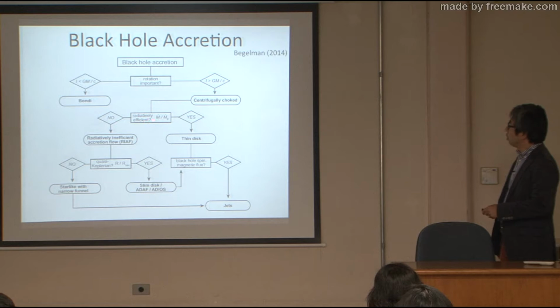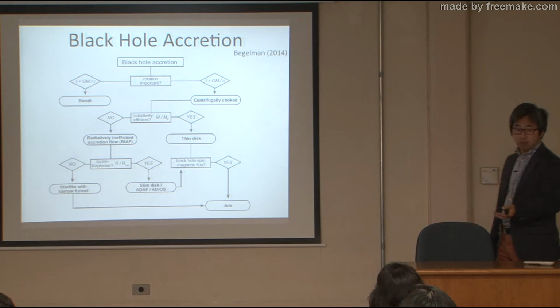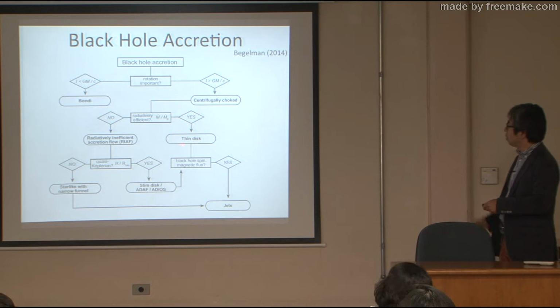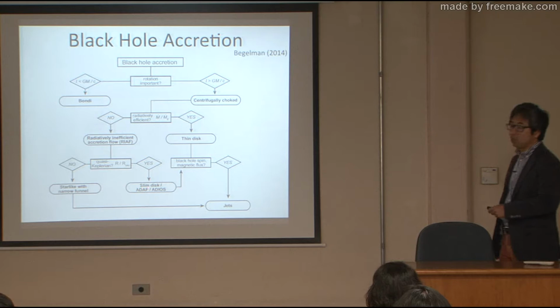Next point, whether the radiation efficiency is high or low, which means low accretion rate or high accretion rate. If it is a high accretion rate, it becomes a thin accretion disk. If it is a low accretion rate case, it becomes the radiatively inefficient accretion flow. Then, in the quasi-Keplerian case, it makes a slim disk, ADAF or ADIOS. These are other branches of solutions made there.